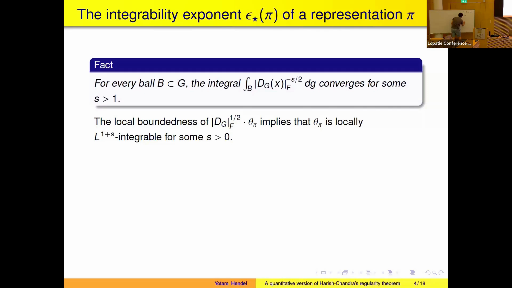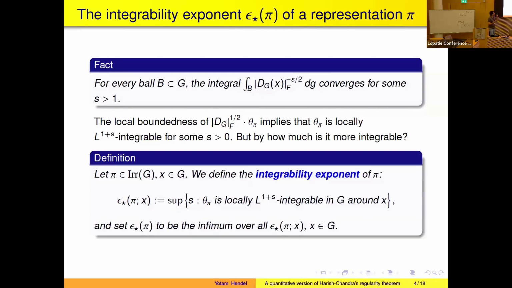So I have an S here, S here. And I know this guy is bounded. Therefore, convergence of this integral, as in the fact on the board, really says that my character is better than locally L1. So we can ask by how much more, and we can capture it using a definition. And this is the integrability exponent of the representation.